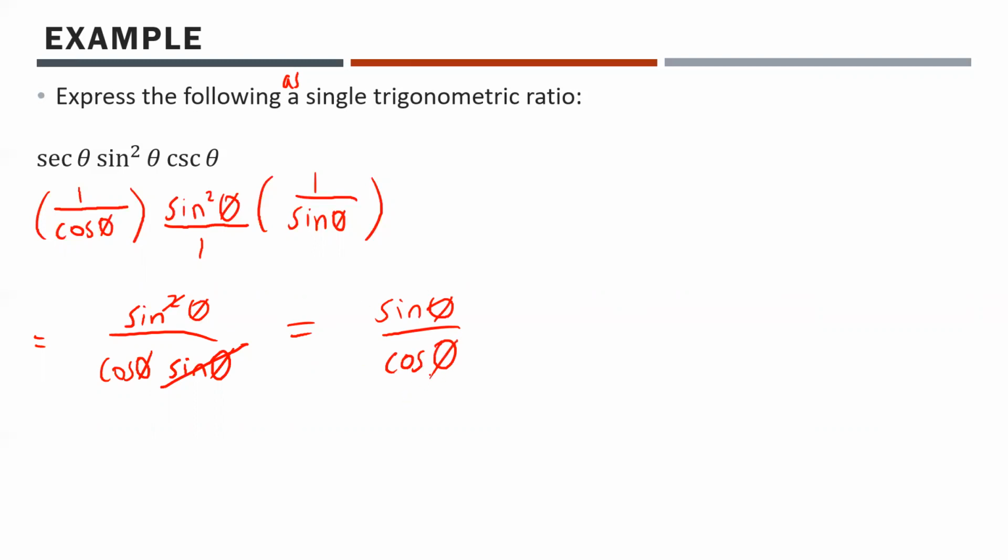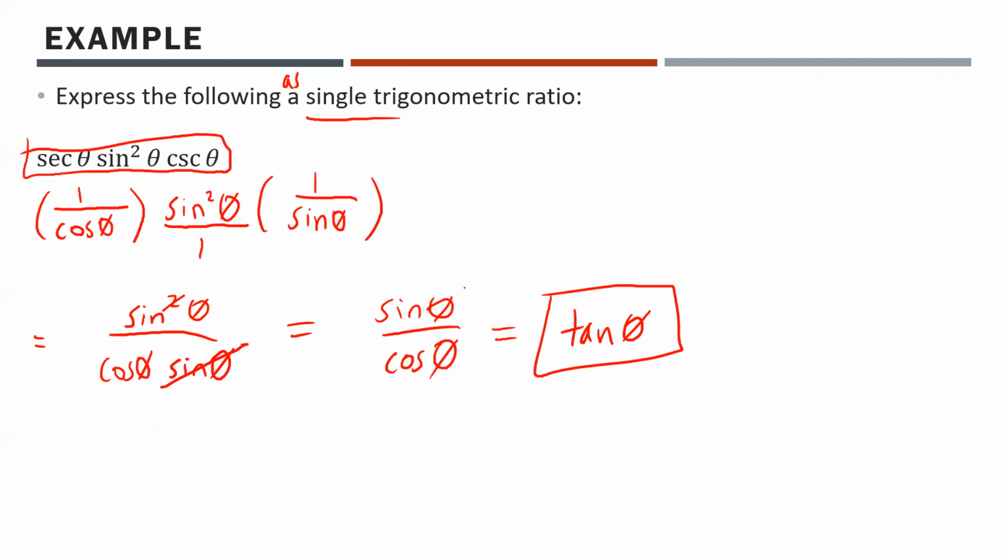Hopefully that seems familiar to you. If it doesn't, please take a look at your formula sheet. That's actually one of our quotient identities. Remember, sine theta over cos theta, that's just tan theta. So right there, we were able to get that as a single trig ratio. This whole expression is the same thing as tan theta.